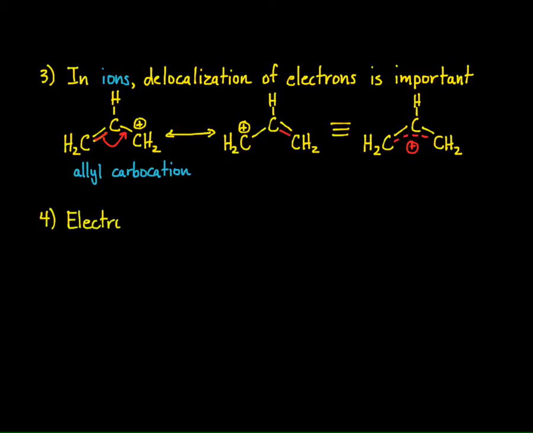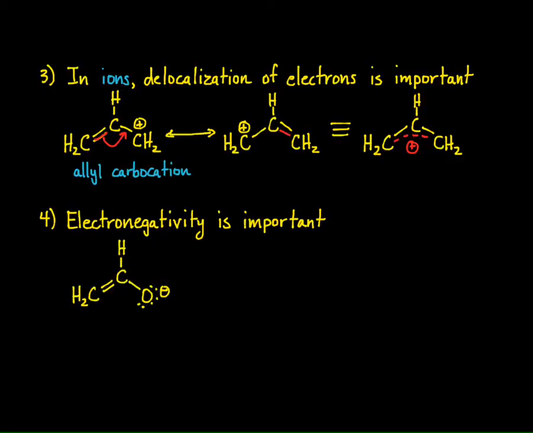Now, the fourth rule has to do with electronegativity. And electronegativity is important in determining between 2 resonance structures. So here is a structure of what's called the enolate ion. Notice oxygen has 1 bond to carbon. It has 3 pair of electrons, so 6 non-bonding electrons. It has a negative charge. And then the central carbon is double bonded to a CH2, right? So the carbon has 2 hydrogens coming off of it, and then a double bond to that central carbon.